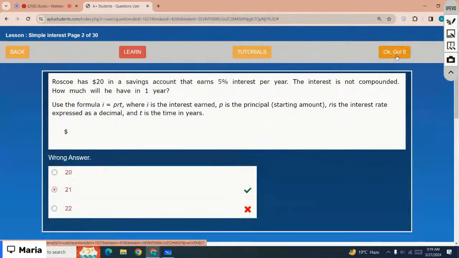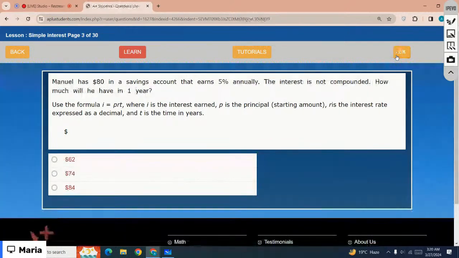The next one is 21. How? Hold on, let me just multiply. 5 times 2 is 10. Yes, when you multiply 20 times 0.05, that is simply $1, right? And 20 plus 1 is 21. The correct option is 21. Got it? I made a mistake while multiplying.